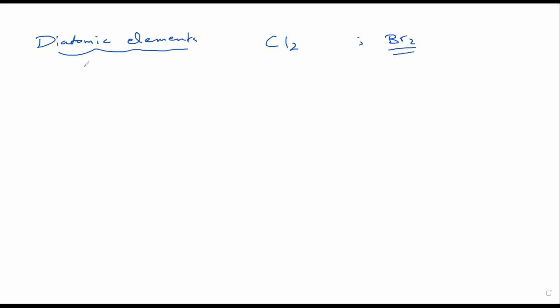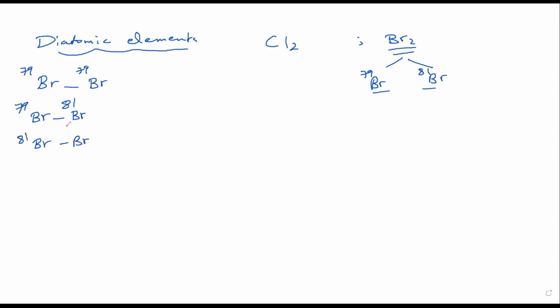Now, as we said, in case of chlorine, bromine has two isotopes. We have bromine 79 and bromine 81. And from these two isotopes, the bromine element is formed. And this bromine element can either be formed by the bonding of two bromine isotopes of 79, or else it can be formed from bromine 79 and the other bromine atom should be 81, or that both bromine atoms are from the isotope which is 81.